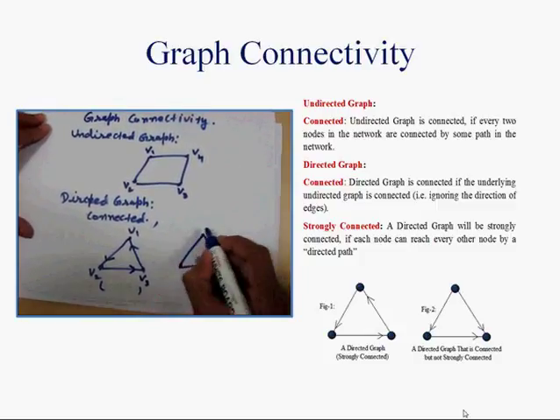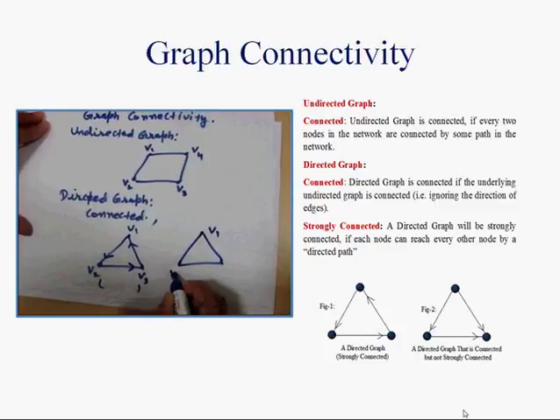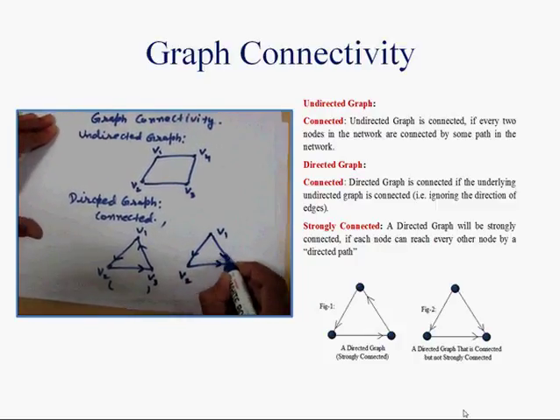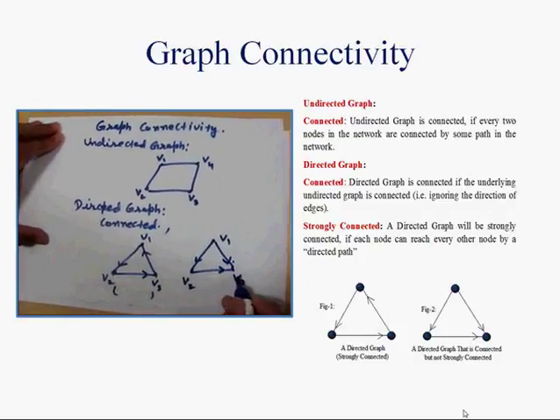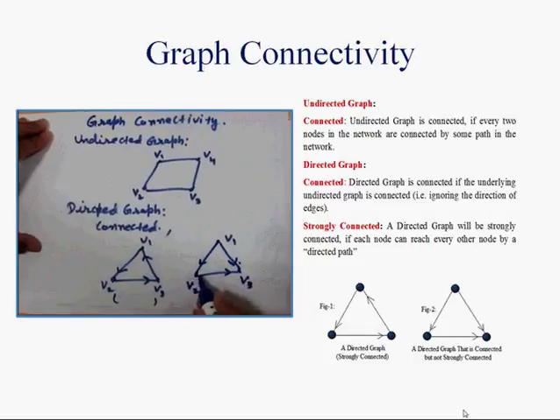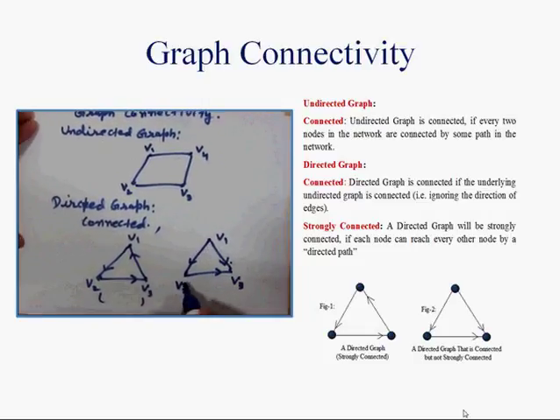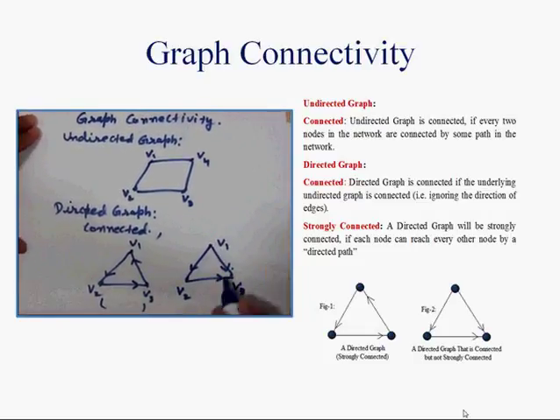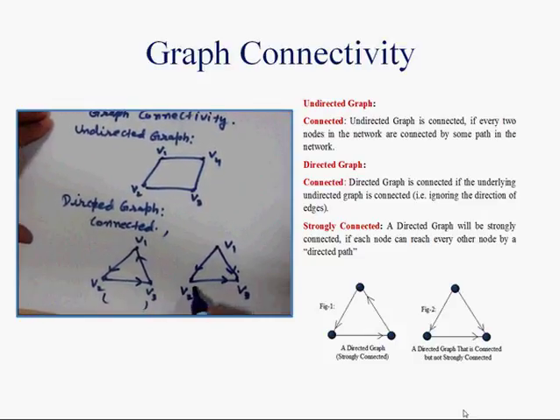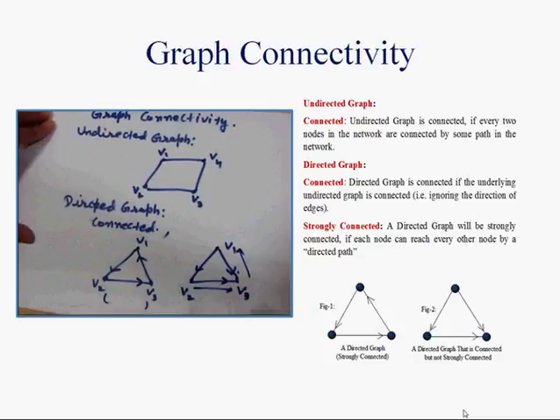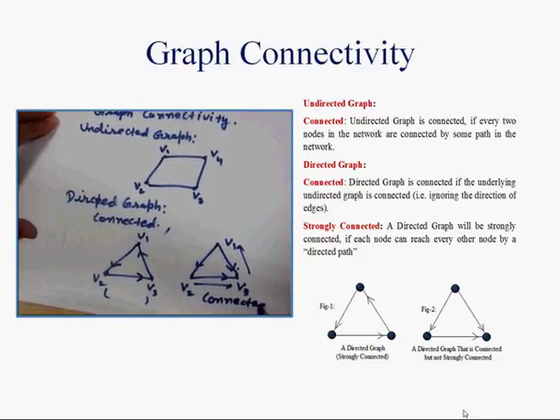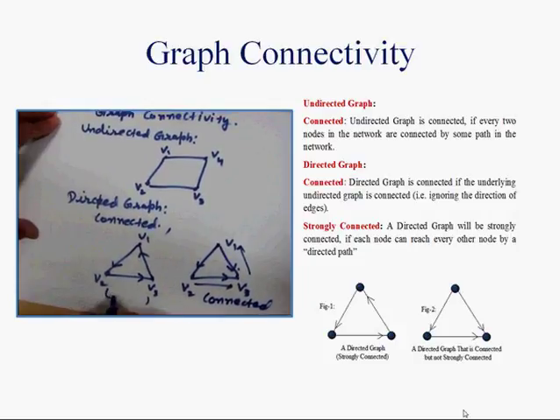But see here, this is a directed graph and connected but not strongly connected, because you cannot reach B2 to B1, because there doesn't exist a path from B3 to B1. You can go there, but there is no path. So it is just connected, weakly connected. And this is strongly connected.